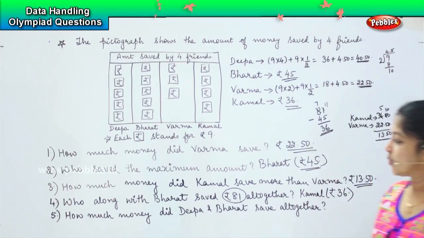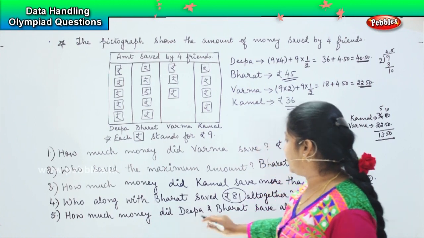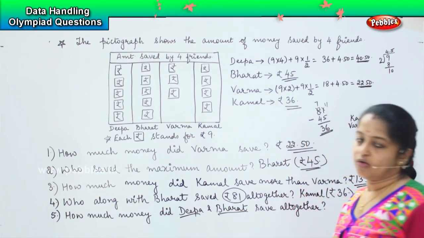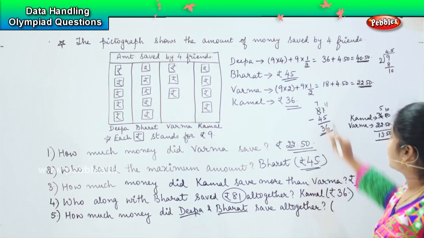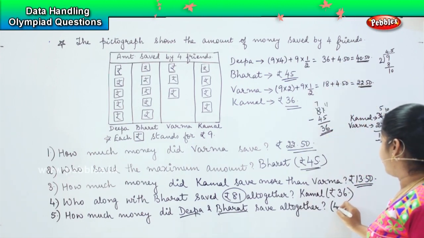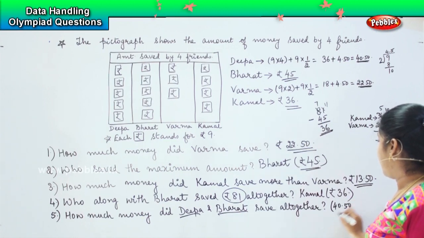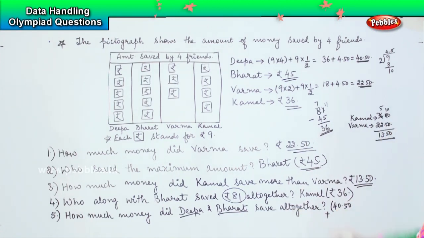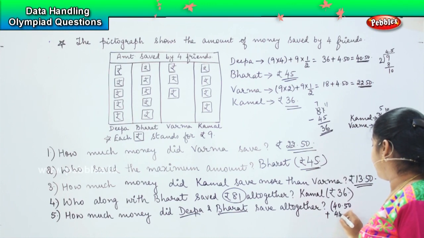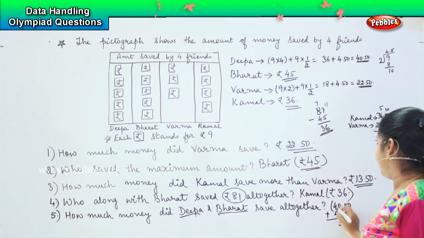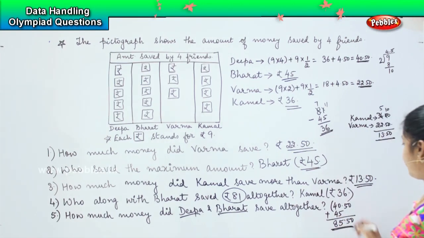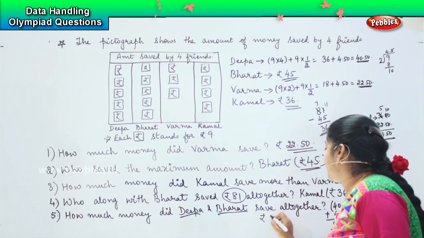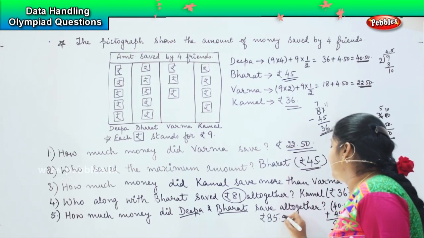Clear? The last question, how much money did Deepa and Bharat save altogether? So it's a simple addition, right? So how much did Deepa save? 40.50. And how much amount did Bharat save? 45. So if we add together, 5 and 4 plus 4 is 8. So which means they saved an amount of rupees 85 and 50 paise.